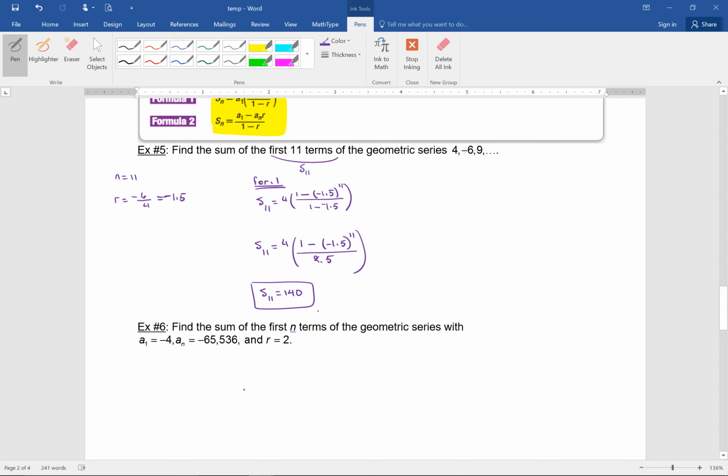Now you could sit there and just complete the list. 11 is a small enough number. You can complete the list, get all 11 numbers and add them, or you could just do it that way. Okay?